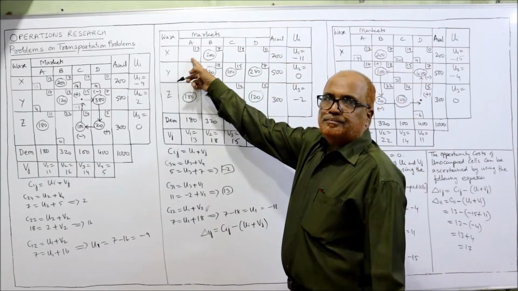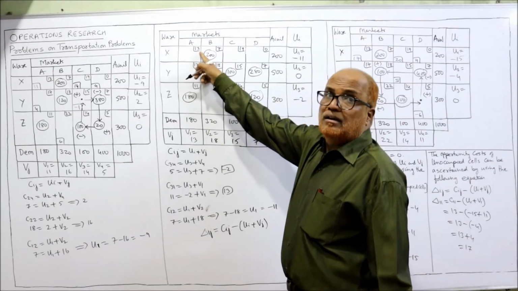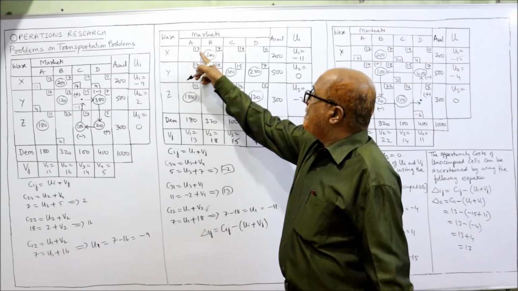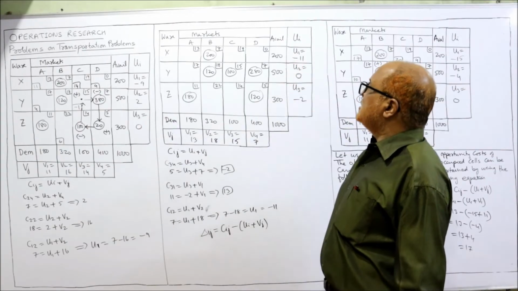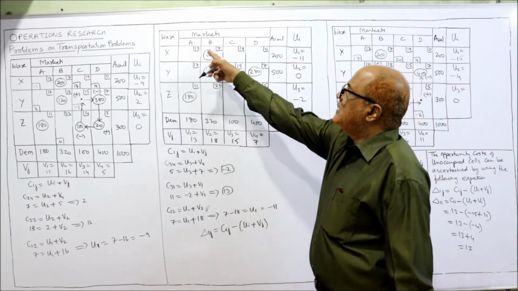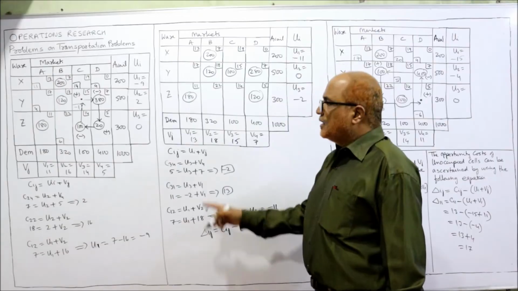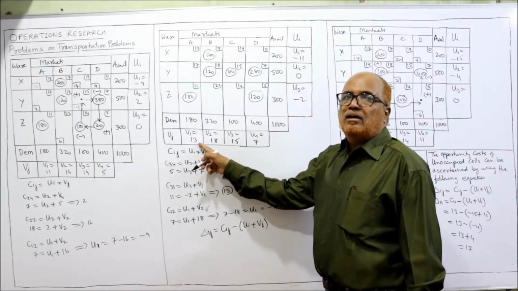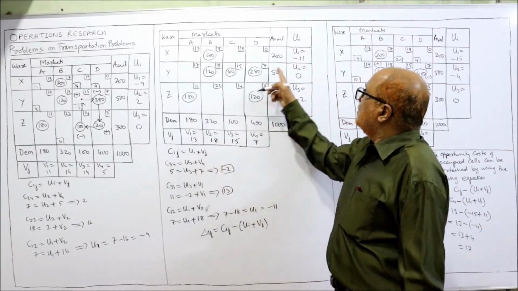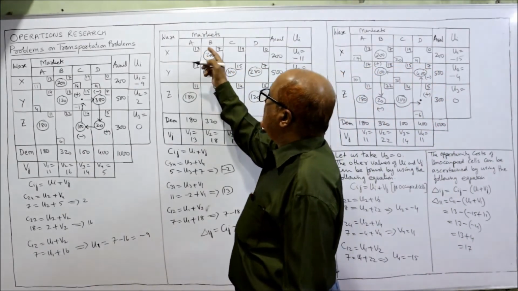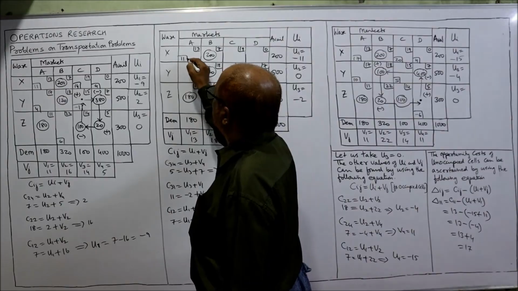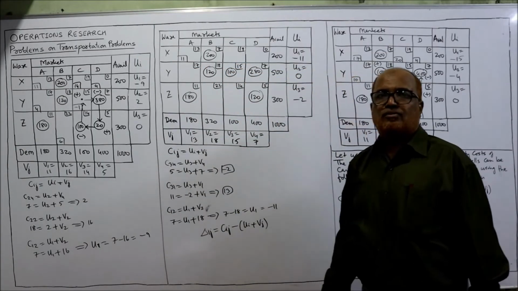This is an unoccupied cell. Cij is 13. Now add up ui and vj. 13 minus 11 is 2. So 13 minus 2, because you have to add up ui and vj. So 13 minus 11, you will get 2. So 13 minus 2, you will get 11. One opportunity cost we got is positive.